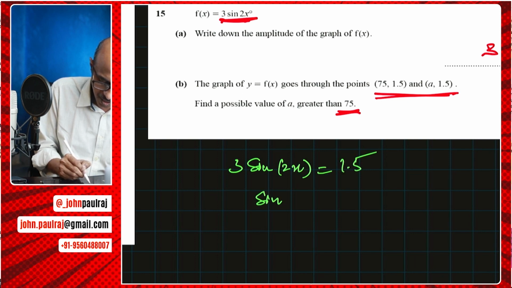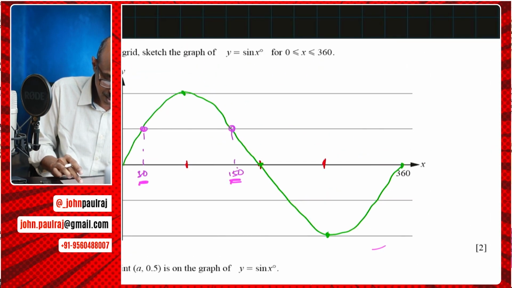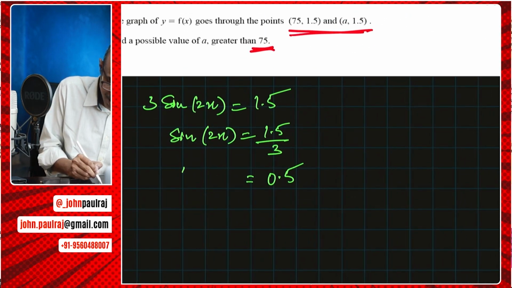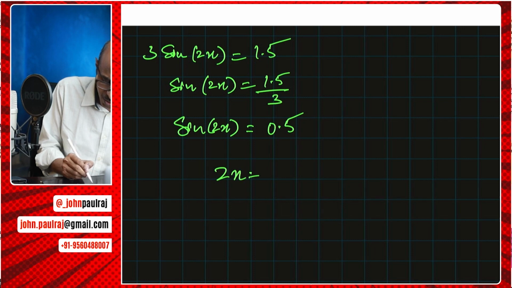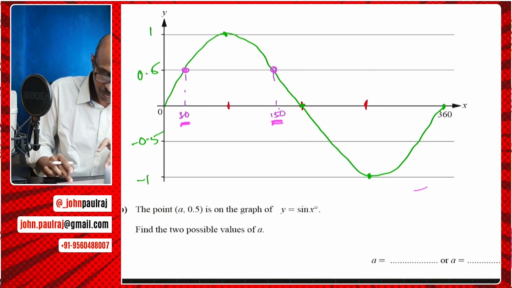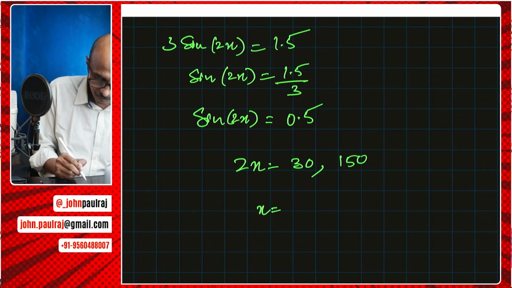So that clearly means that sine of 2x must be equal to 1.5 over 3, giving us that magic number 0.5, just as we had in this particular question. The difference is, here it's not sine x, it's sine 2x. That means 2x must be equal to 30 degrees or 150 degrees, because it's a positive value. Sine is positive, that means only the first quadrant or the second quadrant. That means the values of x that are possible are 15 or 75.